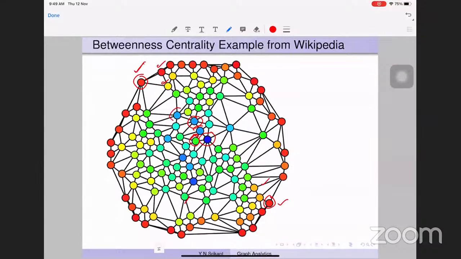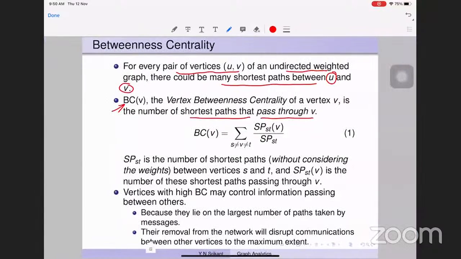Similarly, this light blue node, for example, is also very important, but a relatively lesser number of shortest paths pass through this node. And if we go on like that, this light green is even less important, and eventually this orange even less important, because very few shortest paths between pairs of nodes pass through it. But the ones on the periphery, the red ones, are the least important, because a very small number of shortest paths between any two pairs of nodes pass through these red nodes.